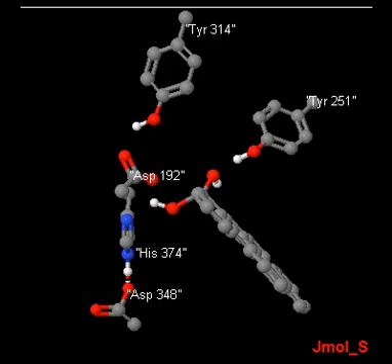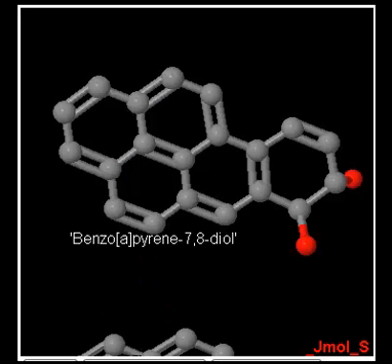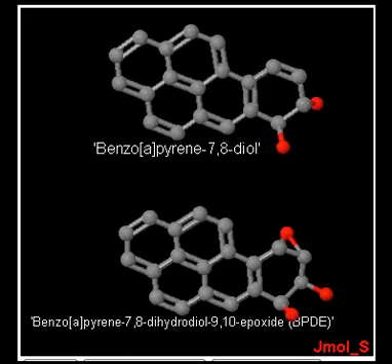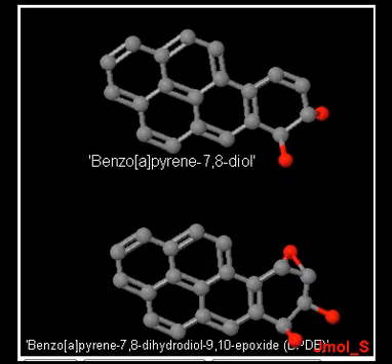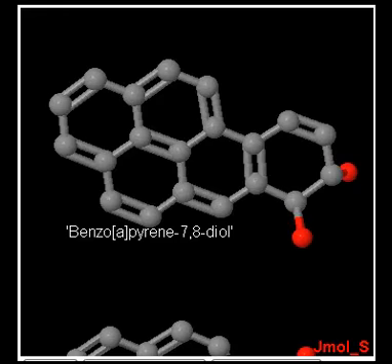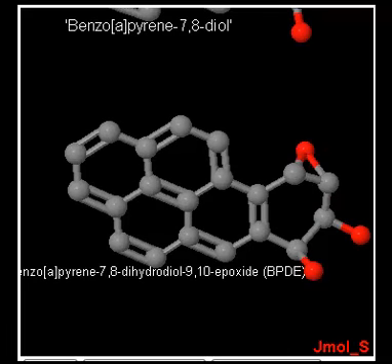shown here. After dissociation from epoxide hydrolase, benzoapyrene 7,8 diol undergoes a second epoxidation step by cytochrome P450 in the same manner as before, only this time at carbons 9 and 10. Once released from P450, BAP has taken on the form of BPDE, shown here, or benzoapyrene 7,8 dihydrodiol 9,10 epoxide. This molecule is now ready to form a covalent bond with DNA.